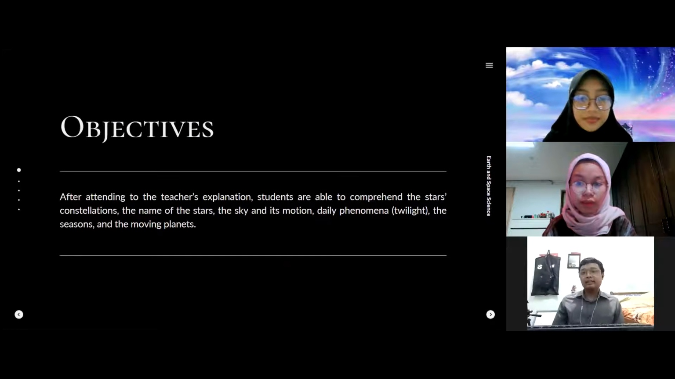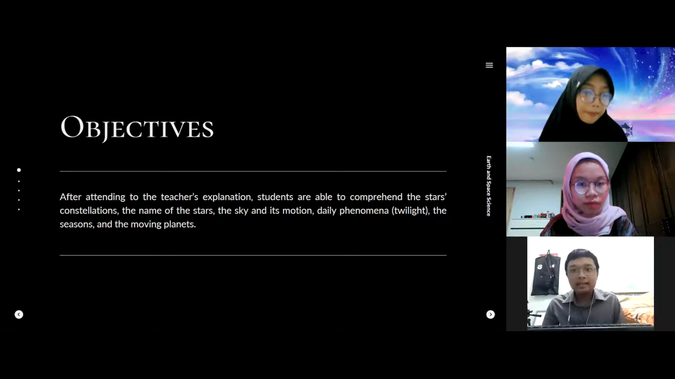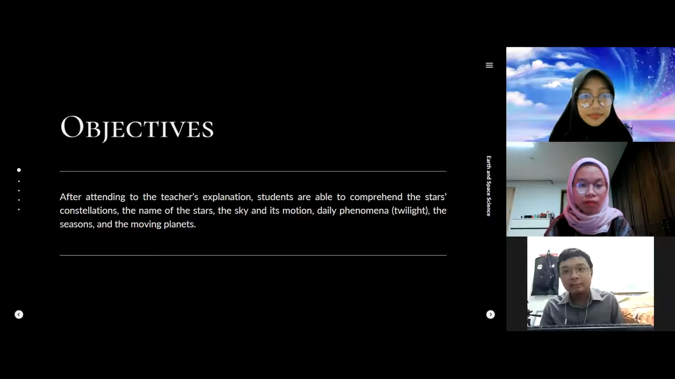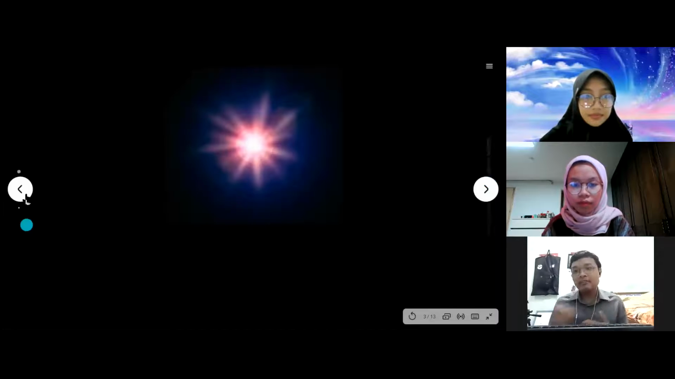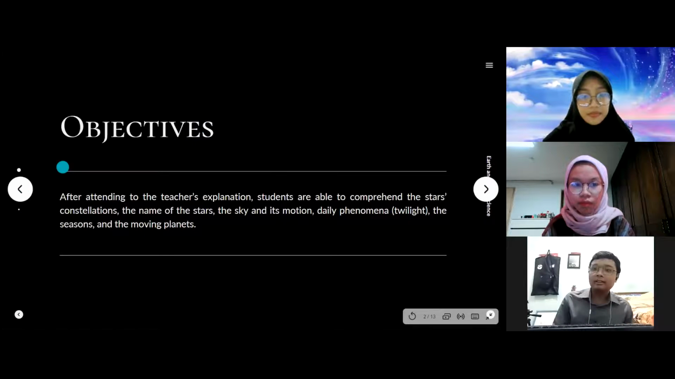So here are the objectives. After listening to the teacher's explanation, students are able to comprehend stars, constellations, the names of the stars, the sky and its motion, daily phenomenon, twilight, the seasons, and the moving planets. So without further ado, let's get to the point. So the first material is about the stars.